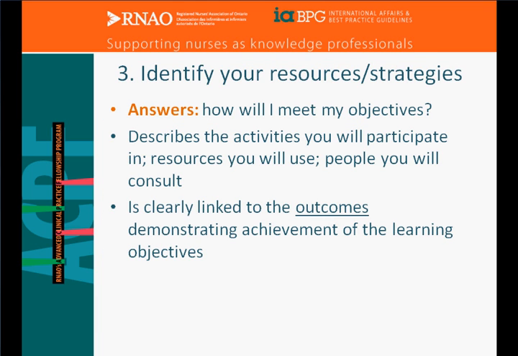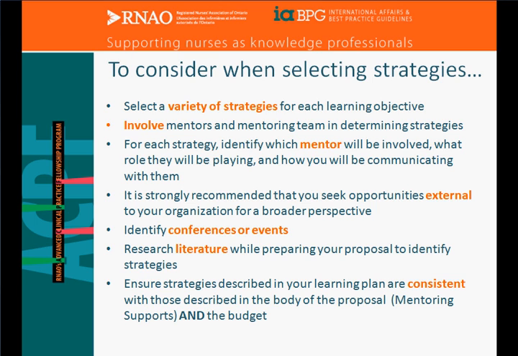Now that you've developed your objectives, you'll need to identify the resources and strategies that will help you to meet the objectives. Your resources and strategies should be clearly linked to your outcomes, which I'll describe a little later in this presentation. I also really want you to think about the number of objectives in your learning plan, because every single objective will probably have about four or so strategies. So to make sure your learning plan is realistic in terms of time frame, please consider the number of objectives that you have.